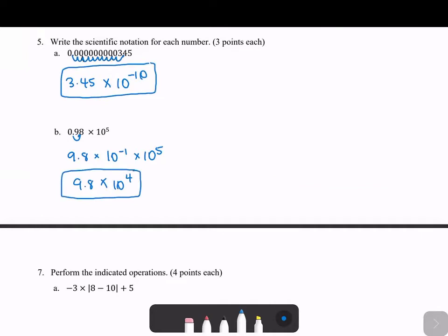Okay, so that's scientific notation. So you need to be able to convert between standard and scientific notation, as well as identify incorrect and correct scientific notation.